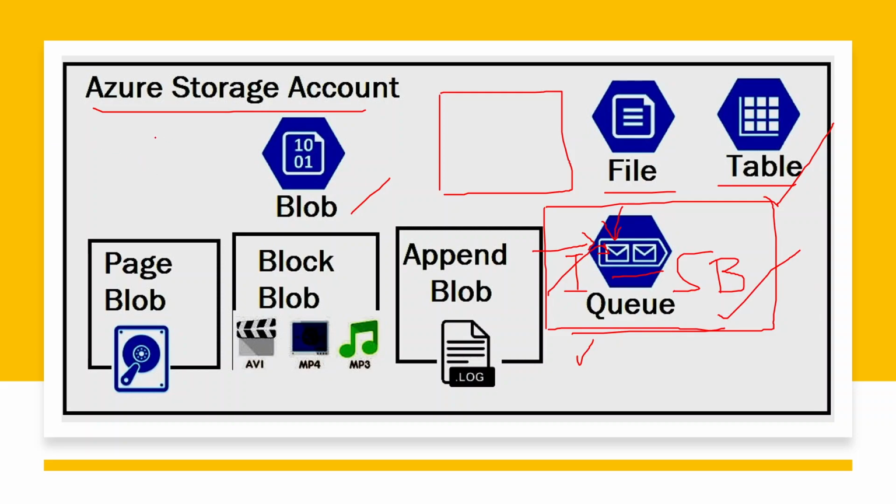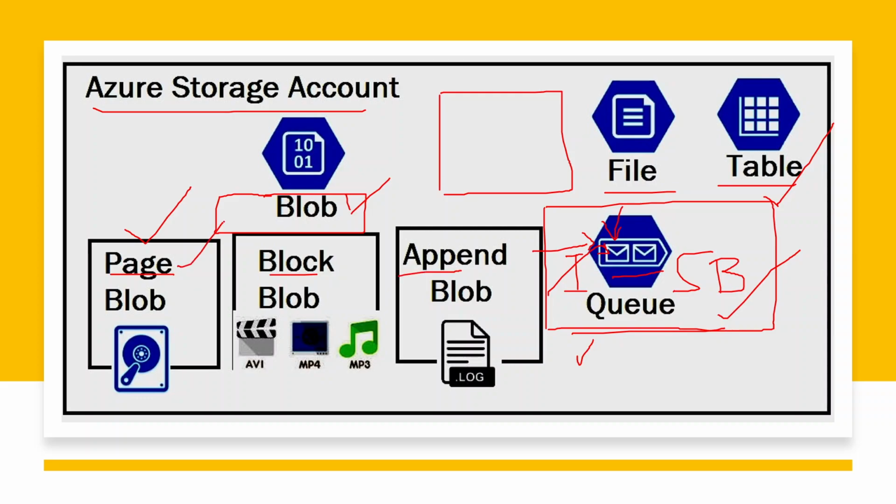Coming to the blob, it is a very important concept. A blob is nothing but a file, like any photograph, audio file, video file, log file, any type of data that we are storing, that we will consider as a blob. So blob plays a major role in Azure storage accounts. If I am storing, let's say, my image in the Azure portal, I will consider it as a blob. In the blob there will be three types of blobs: page blob, block blob, and append blob.